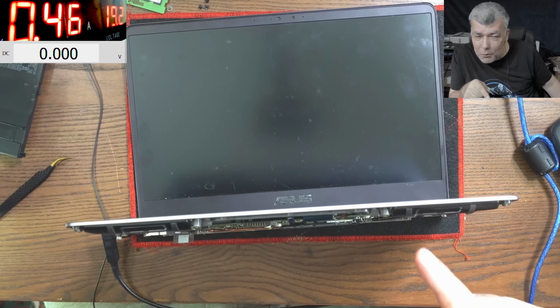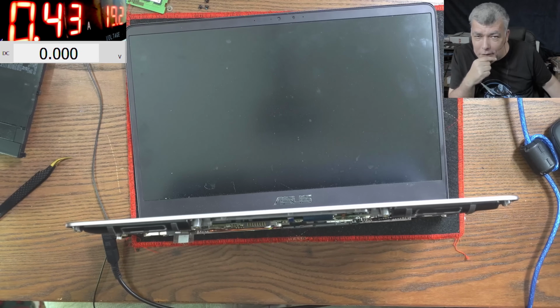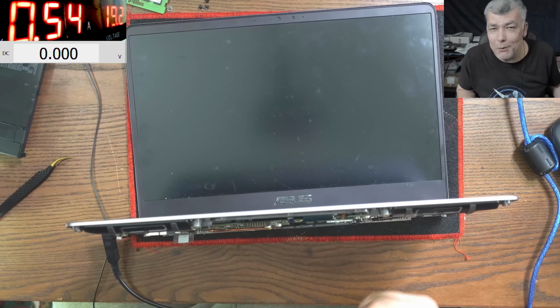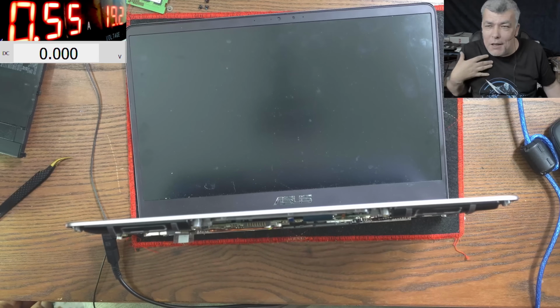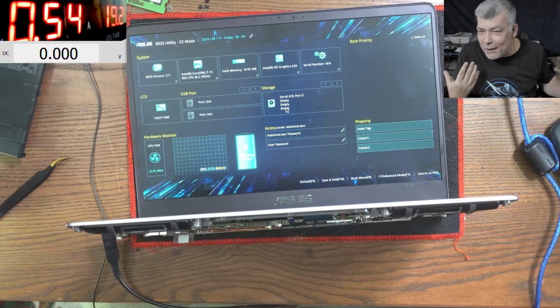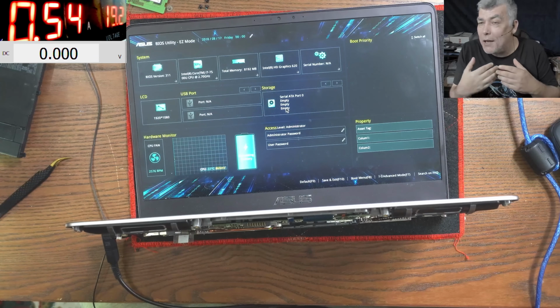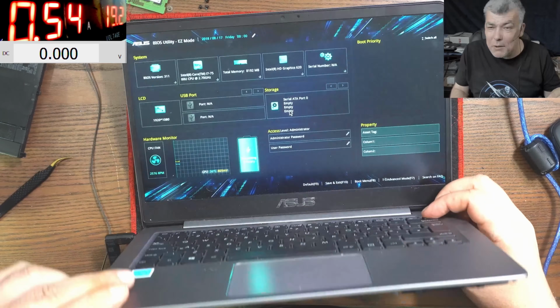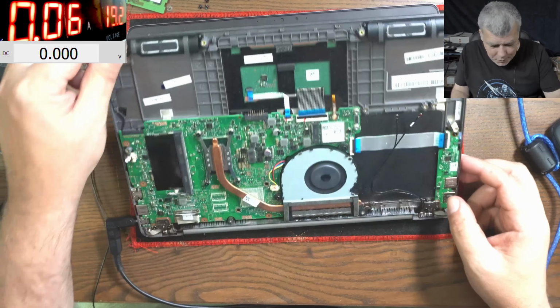I believe the laptop will work. Let's wait. It's working. You see? Exactly what I told you. For some reason, deep inside of me, when I see a laptop like this, I believe it is a hardware fault. But in this case, it was a BIOS. So the laptop is working fine.